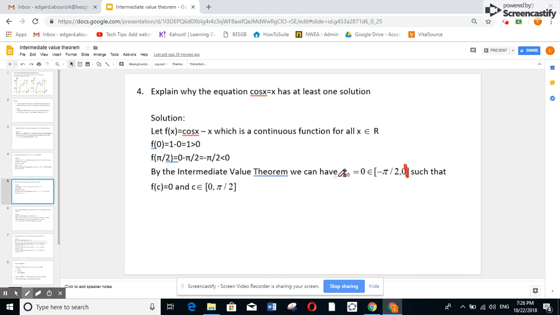By the intermediate value theorem, because going from, sorry, let me repeat. F of 0 is 1, so if this is 1, the first point. If you have pi over 2, suppose this is pi over 2, 3.14 over 2, the image is minus pi over 2. So going from positive to negative, by the intermediate value theorem, this curve must cut the x-axis in a point c such that f of c is 0 and c is between 0 and pi over 2.